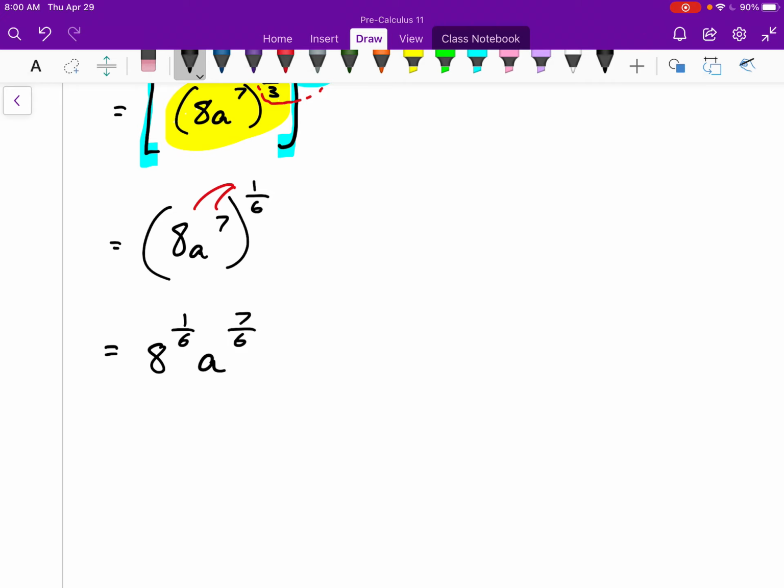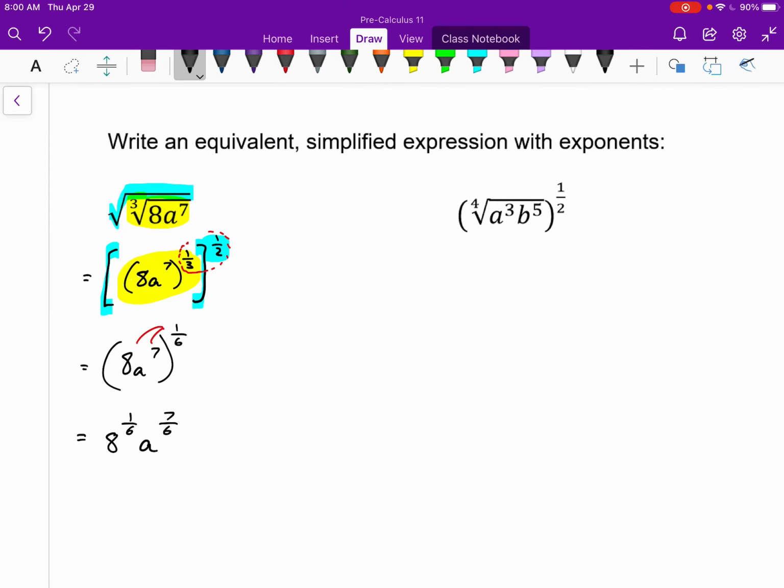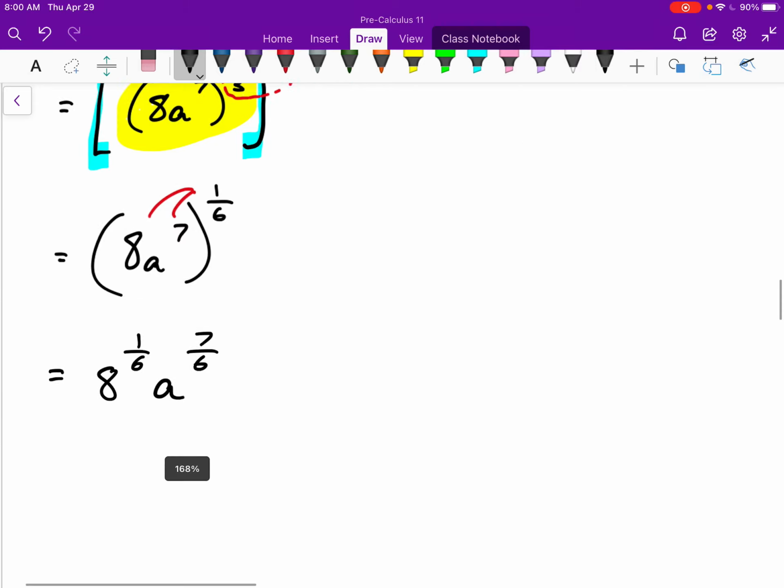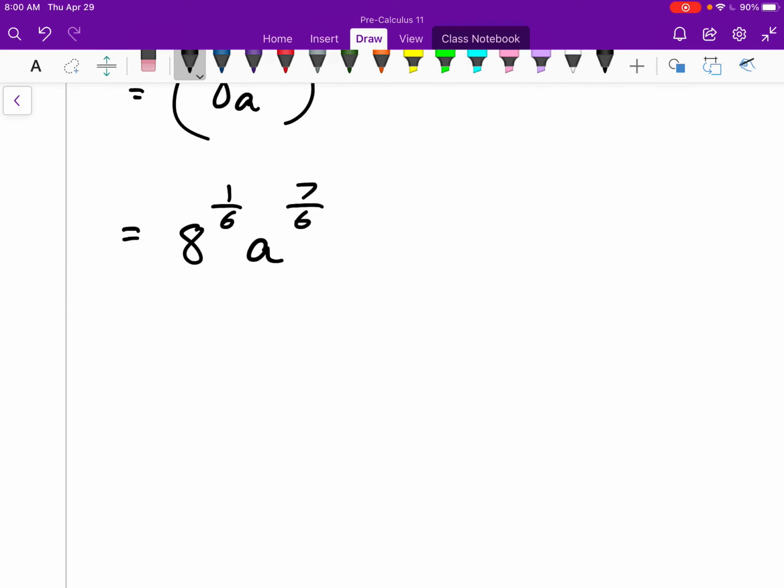Now, if you compare this to what I started with, there is less going on. What I have here is simpler than what I started with, and everything's written with an exponent, but I'm not quite done yet. All that's left is to think about this 8 to the power of 1/6. Now, I can simplify that a bit. I can't evaluate it nicely. The 6th root of 8 is not a pleasant number, but I can do something with this. And so I'm just going to take that and make a little note.